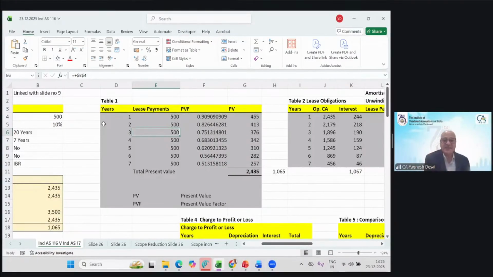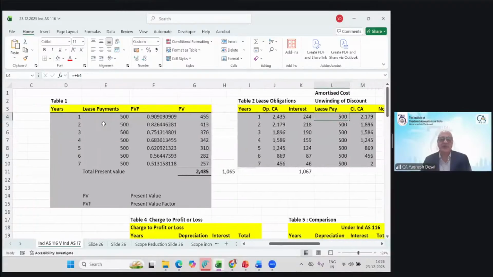Had these lease rentals been paid in advance, I would have reduced the lease term to 6 years, and I would not have discounted the very first payment which I made on day one. That is the difference between lease rent paid in advance and lease paid in arrears. Here, in this case, lease rents are paid at the end of year 1, 2, 3, 4, 5, 6, and 7, and hence it is known as lease payment in arrears.